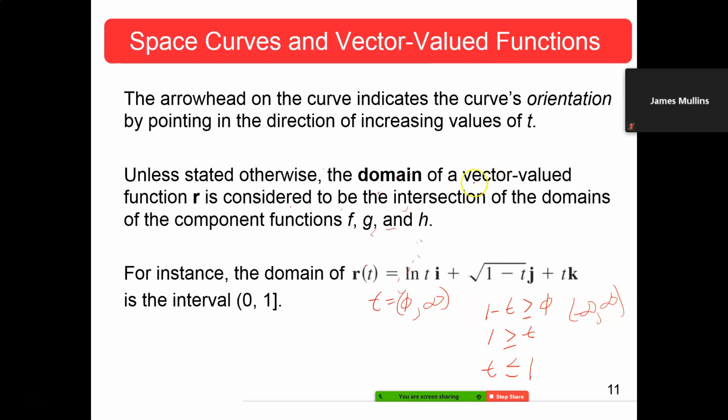So the intersection of those three domains would be from 0 to 1, closed like that. Can be 1, can't be 0, can't be any negative number, can't be anything beyond 1. So there's your domain of this vector value function. Can't go outside of that. So you're stuck within that limitation of t. That's called the intersection of the domains of each of your three component functions.